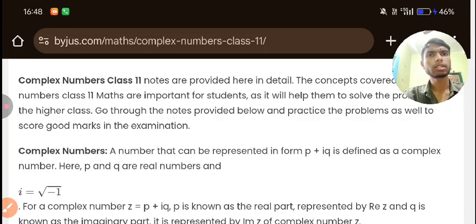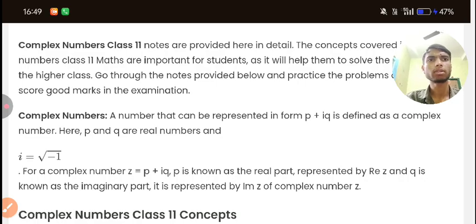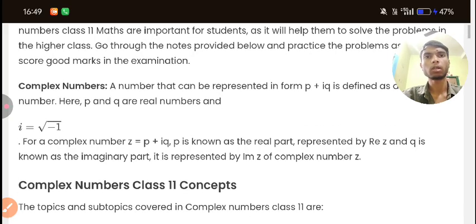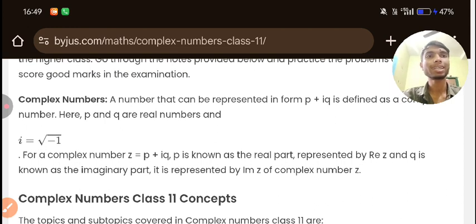A complex number involves an imaginary number, a number that cannot be plotted on a number line. I is an imaginary number. A number that can be represented in the form p plus iq is defined as a complex number. P is a pure number that can be represented on a number line, but iq is not, it is an imaginary number. Here p and q are real numbers, but i is not a real number.